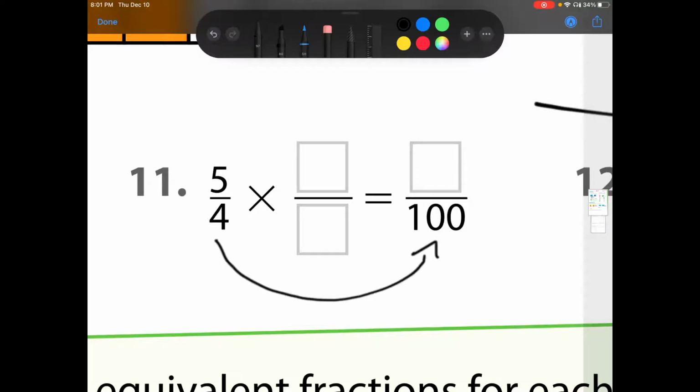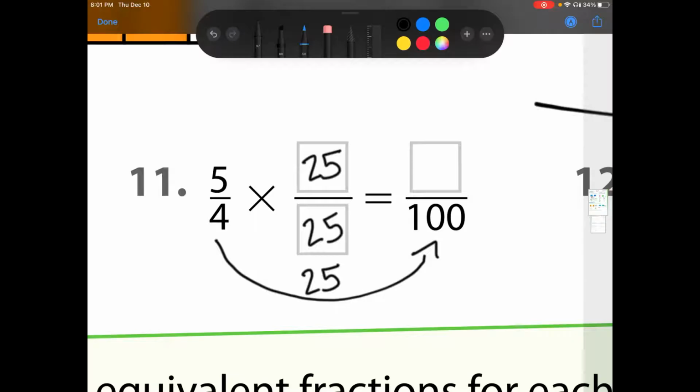Now this one's a big number. How do we get from 4 to 100? Well, I don't know my 4's facts all the way up to 100, but I do know of quarters. So if I think of quarters in dollars, I know 4 quarters equals $1. So that's like 4 times 25 because 25 is a quarter. So I'm probably multiplying by 25. And then we have our saying, whatever we do to the bottom, we have to do to the top. So we're multiplying that by 25 too.